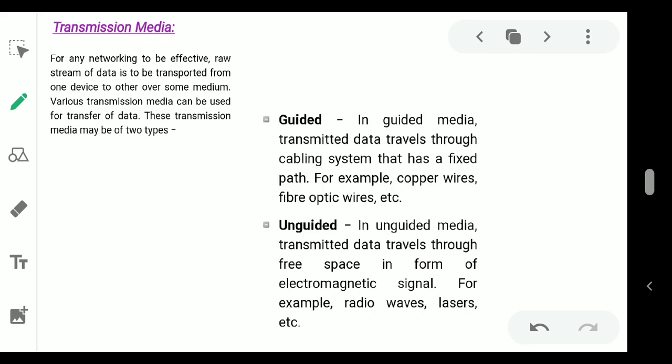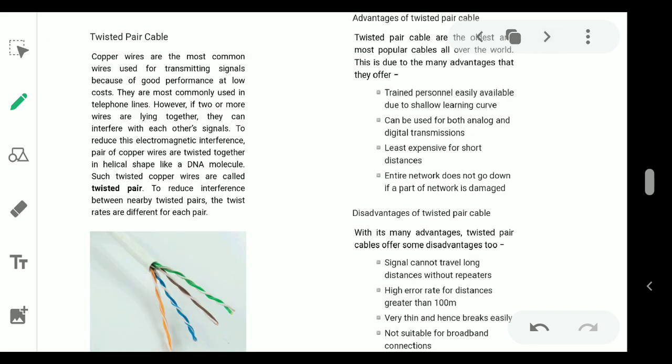Okay, now coming to the unguided media. In unguided media, transmitted data travels through space in the form of electromagnetic signals or radio waves, like this. Okay, now we will start with the guided media first. Okay, first one, the cable we are using, that is the twisted pair cable.